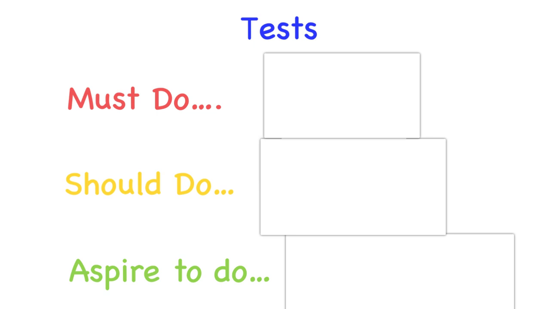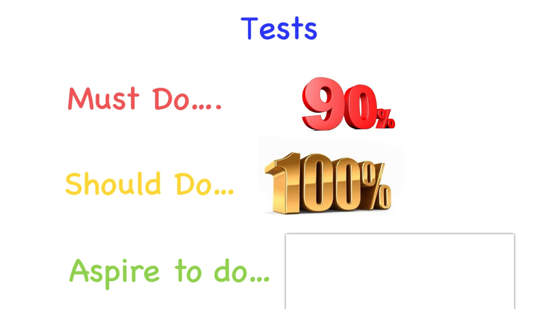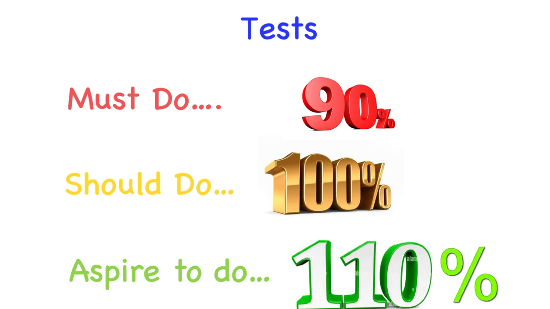If you complete only the must do sections by the time we get to the test review, then you will take a test that is worth 90%. If you pace and complete all the should do sections by the time that we get to the test review, then you will take the test that is worth the standard 100% that you are accustomed to. And if you have moved through the aspire to do sections, you can earn extra credit points up to 110%.